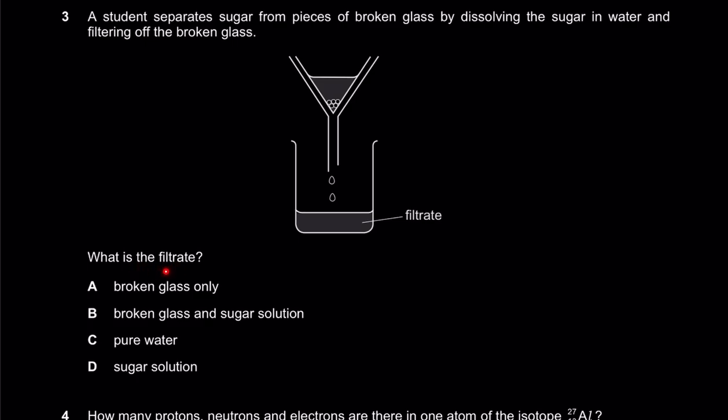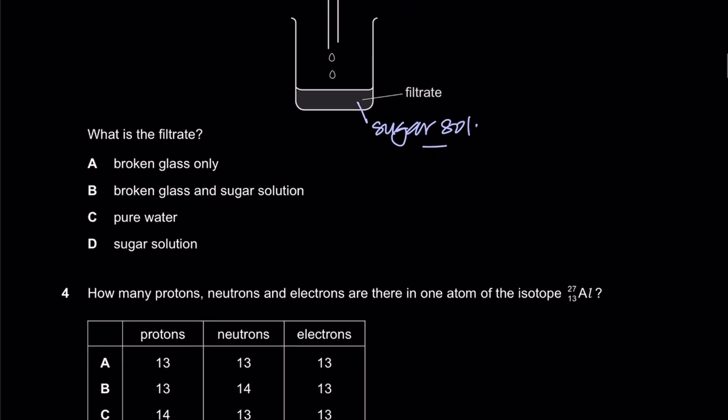He's asking, what is the filtrate? Dude, we already know that the broken glass is my residue. That's the broken glass because it was the solid which was insoluble and it's trapped by this filter paper. And the filtrate is basically my sugar solution because sugar has dissolved in water. It's not pure water, right? So it says broken glass.